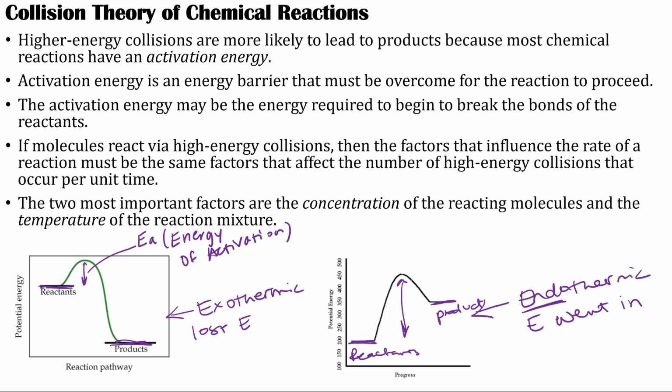And so if molecules react with high energy collisions, then the factors that influence the rate of a reaction must be the same factors that affect the number of high energy collisions. So we need to look at that more closely. The two most important factors, and there are others that are important, are the concentration of the reacting molecules and the temperature of the reaction mixture.